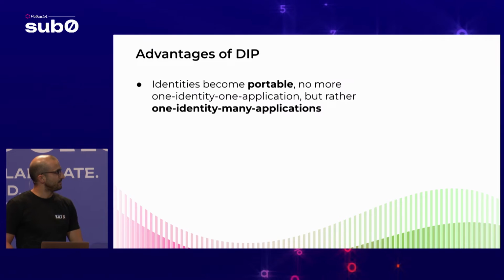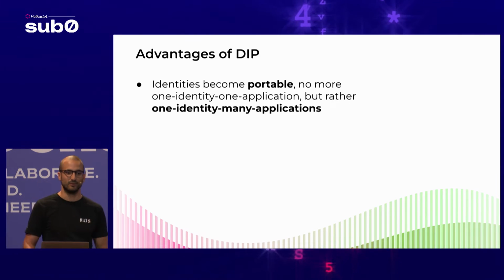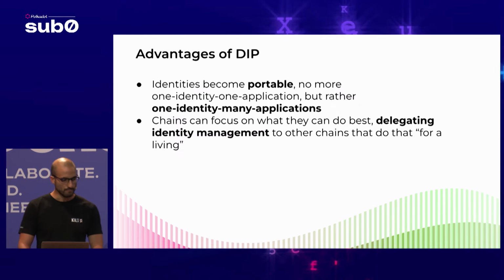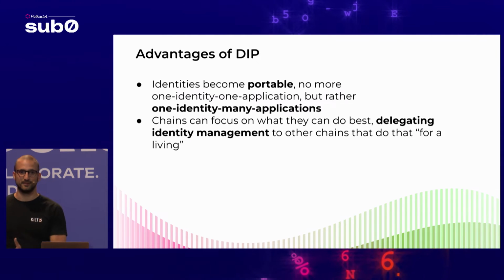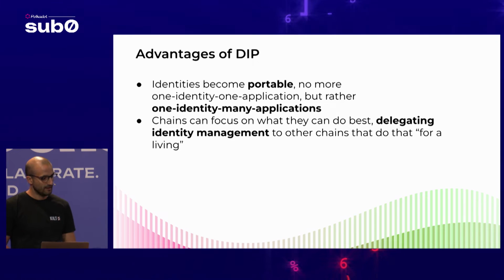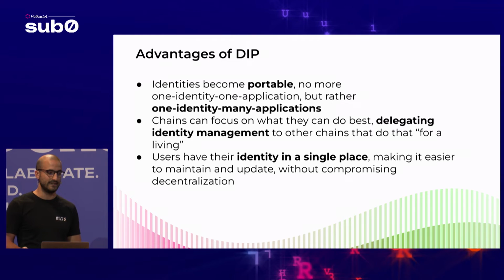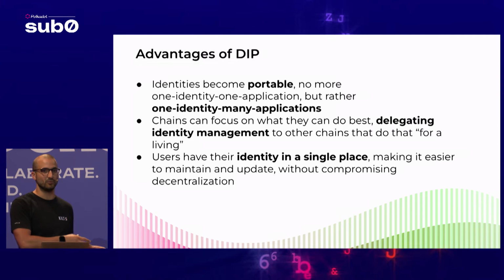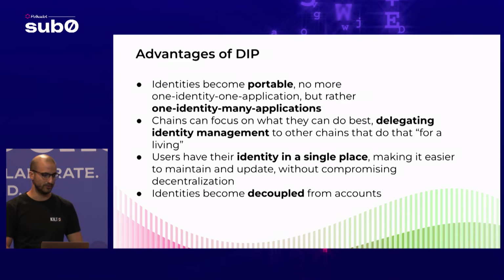What are the advantages of DIP? Well, the identities become portable, so you don't have one identity per application, as used to be the case with Web 2 applications, but you have one identity that can be used in many different applications. The chains can do what they do best, delegating identity management to chains that do that for a living. And as I said before, the identity lives in a single place. That means it doesn't get out of sync. You don't have to take care of updating in many different places, but you manage it once in a single place, and then the changes are reflected pretty much everywhere you want to use your identity.